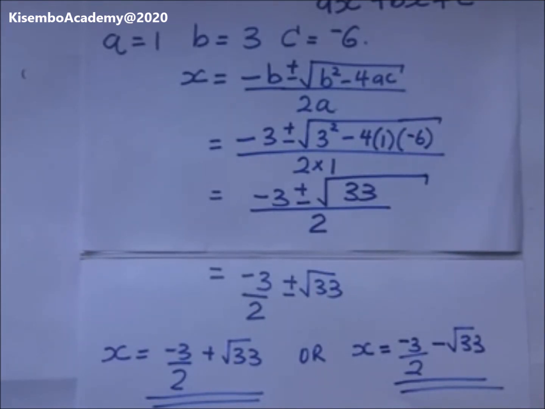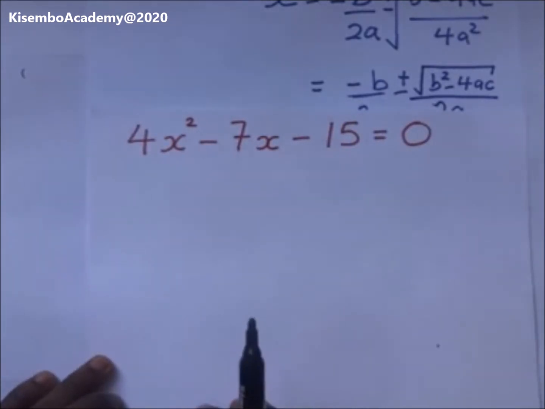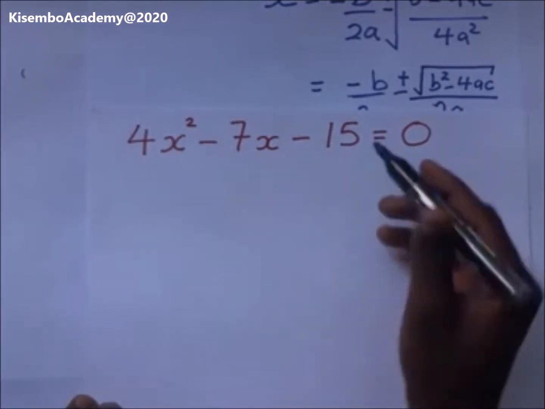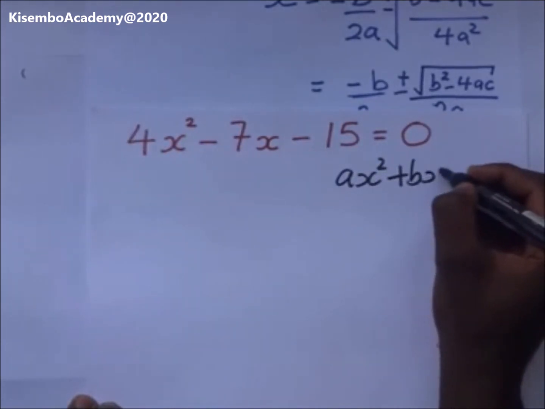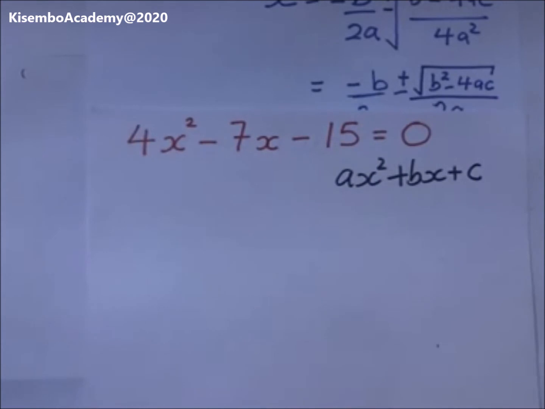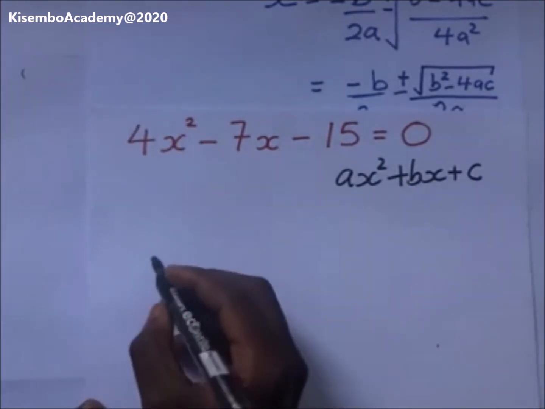Let's go ahead and solve the next. We have 4x squared minus 7x minus 15 is equal to 0. Again, it's supposed to be in this form, ax squared plus bx plus c. But right here, it's already arranged in this form. So what we do is just substitute into this formula.